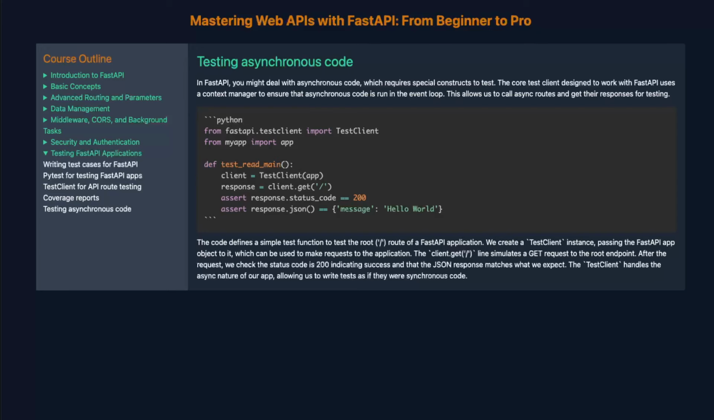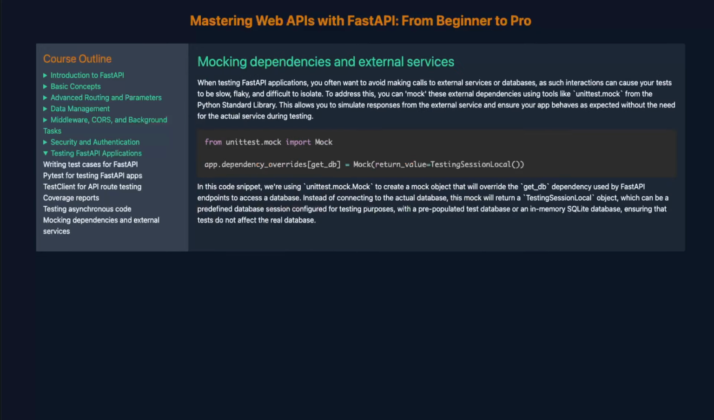Mocking dependencies and external services. When testing FastAPI applications, you often want to avoid making calls to external services or databases, as such interactions can cause your tests to be slow, flaky, and difficult to isolate. To address this, you can mock these external dependencies using tools like unittest.mock from the Python standard library.